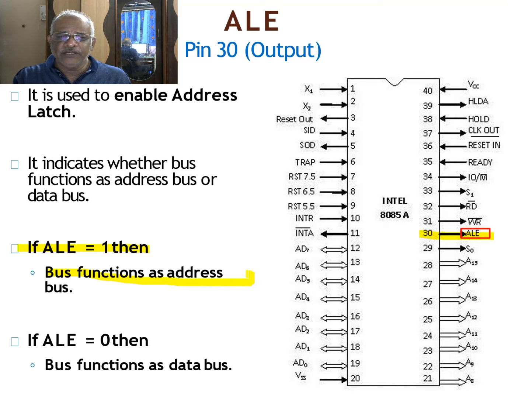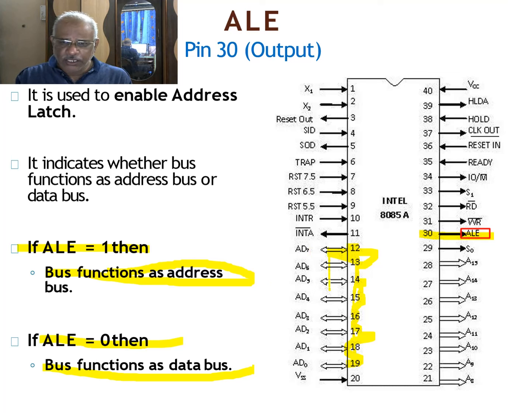So whenever ALE is equal to 1, the available pattern from pin 12 to 19 will be treated as the address, the lower byte of the address. And if ALE goes to 0, then the bit pattern available from 12 to 19 will be treated as data.